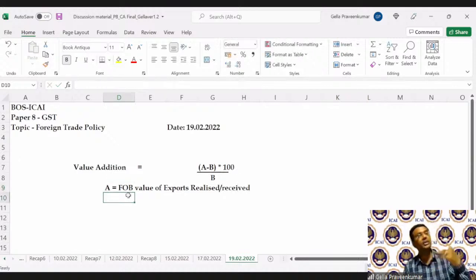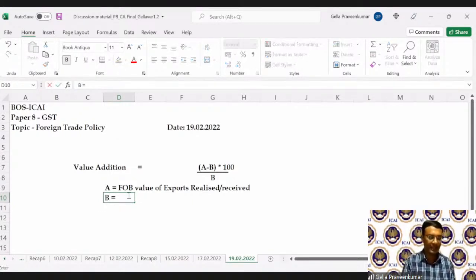Now, when I talk about realization, please keep in mind, realization can be in foreign currency, realization can be in INR. Deemed exports, SEZ developer, SEZ co-developer, INR. SEZ unit, foreign currency, export, foreign currency. So A, whenever I talk about exports, students, FOB value. Whenever I talk about imports, CAF value. Next, B. My B is CAF value of inputs covered by authorization.